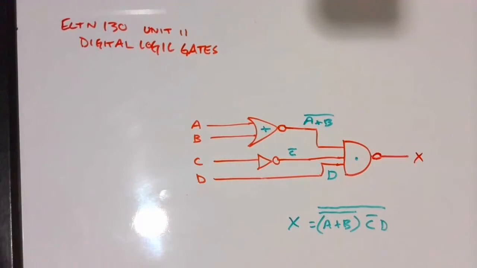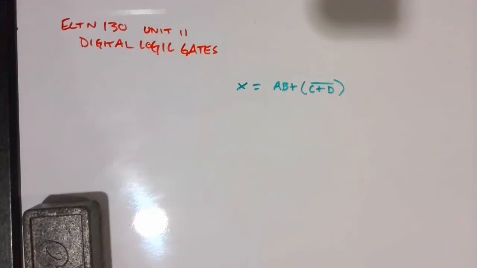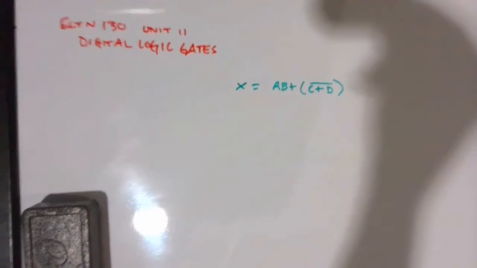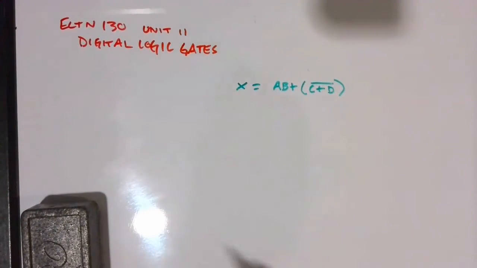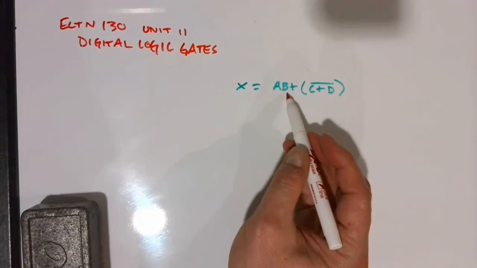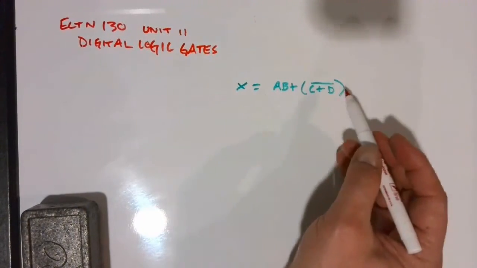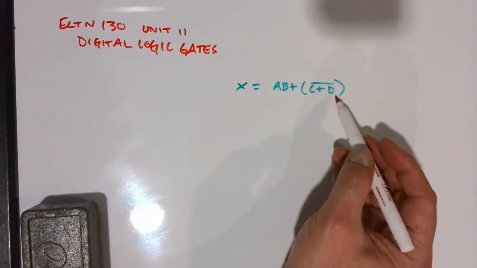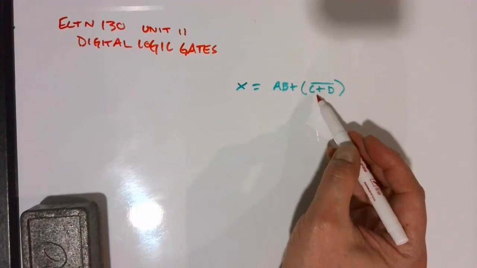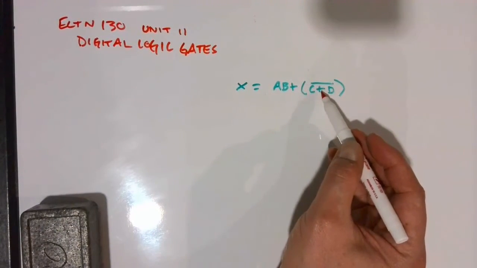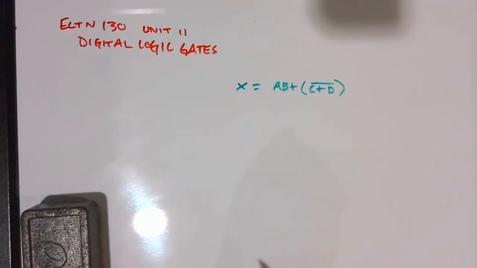Now let's go the other way. So now we're going to start with a Boolean equation and see if we can draw the logic gates. So there are a couple approaches to this. We can see that these two terms are ANDed together, A and B, and that C or D are inverted on the output, but it's an OR operation. So we can do this a couple of ways.